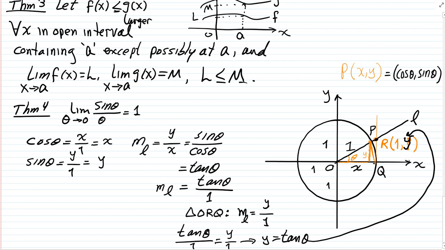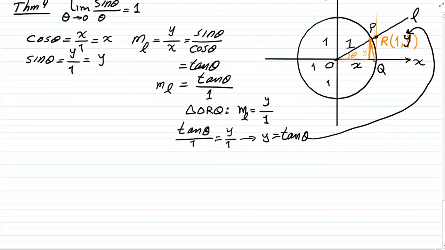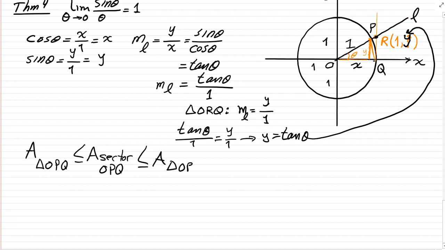Okay, that's tan theta. Now that we have this, let's actually try proving this using the Sandwich Theorem. So we're going to take a look at 3 regions here and see if you agree with this statement or not. If I look at the area of the triangle OPQ, that's going to be less than or equal to the area of the sector OPQ, and less than or equal to the area of triangle ORQ.